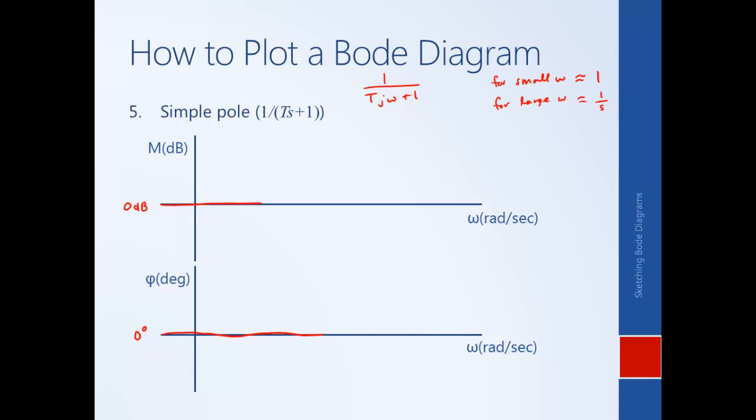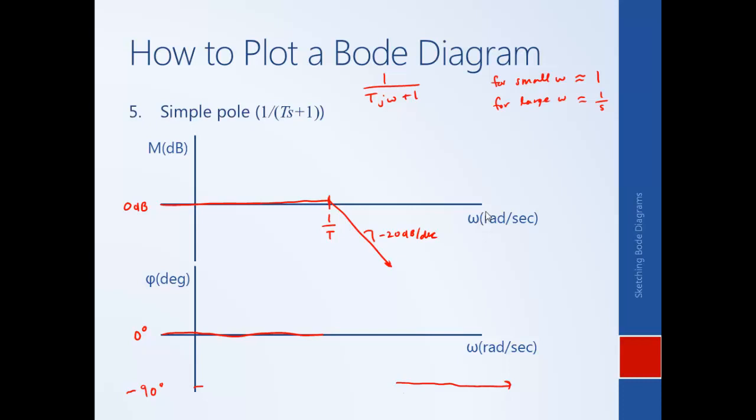And so if you recall what a pure integrator does, it goes down at minus 20 dBs per decade. And the phase is a constant minus 90 degrees. And the break frequency will be just like it was for a differentiator. It'll be 1 over t.